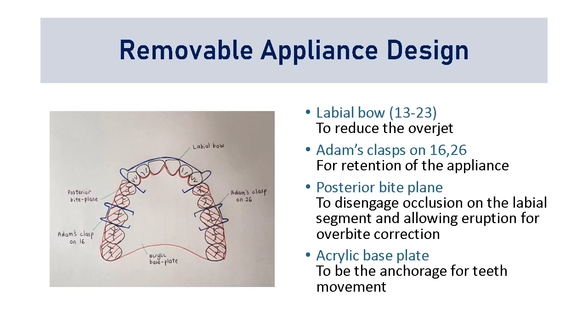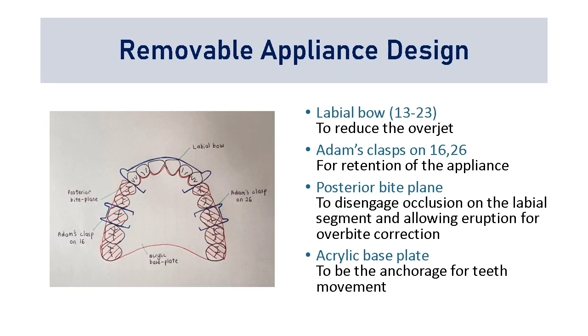I am required to design an upper removable appliance to align the upper labial segment. So this is my proposed design. It has a labial bow extending from 1-3 to 2-3 to reduce the overjet. It has Adams clasp on 1/6 and 2/6 for retention of the appliance.